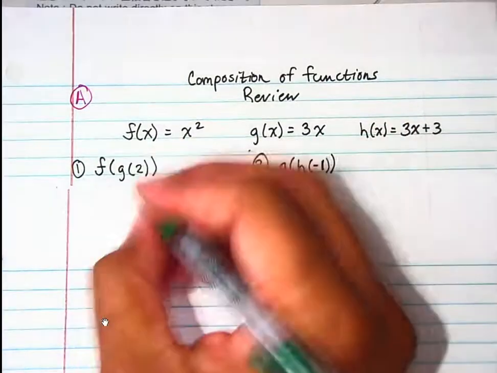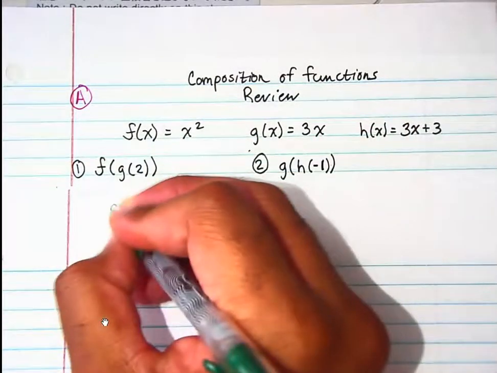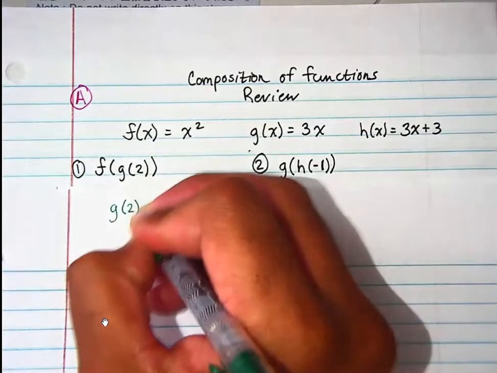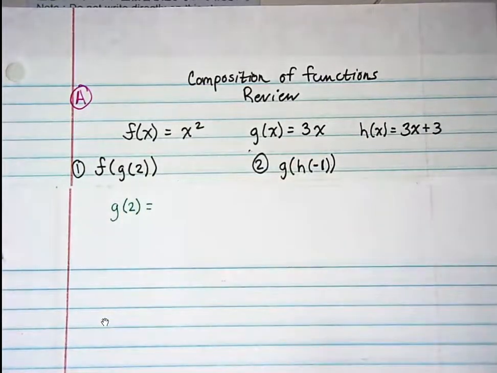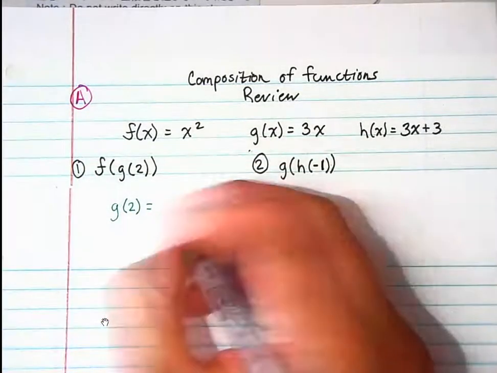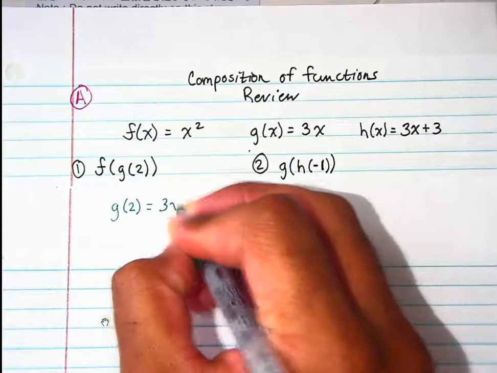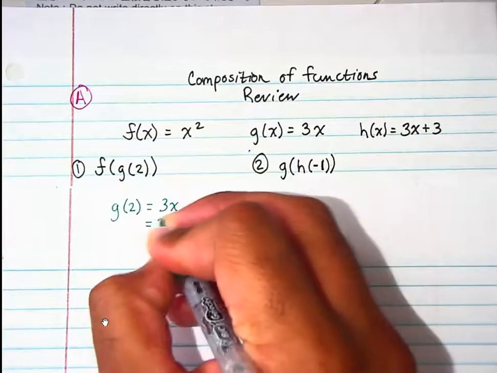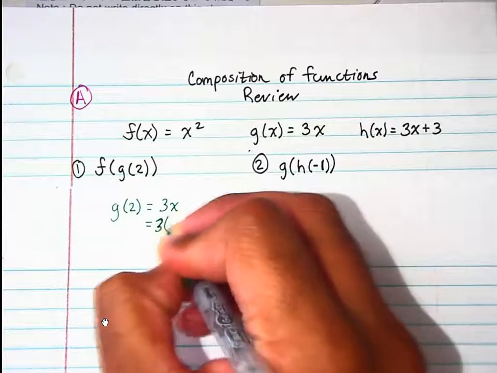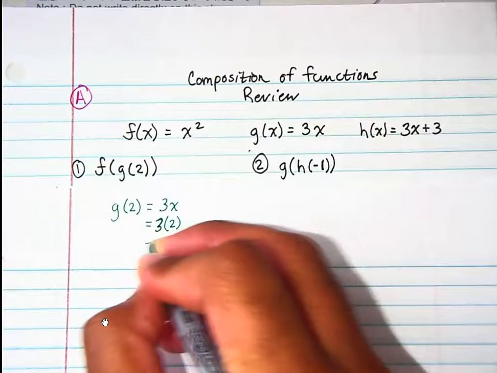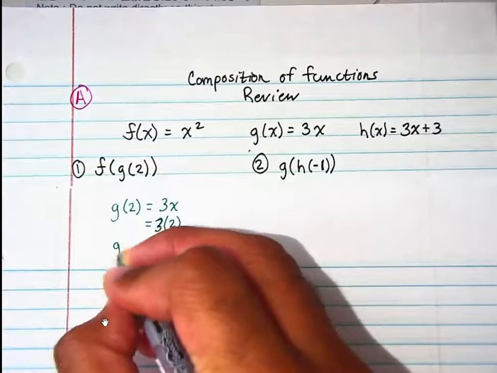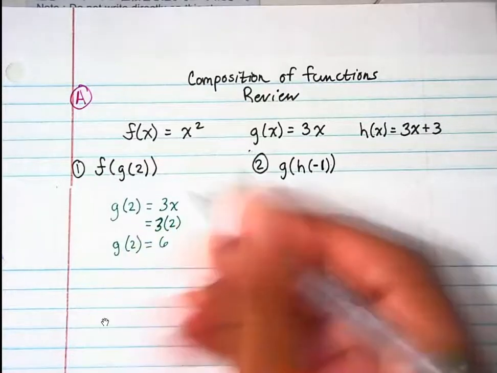Find the inside, use that to help us find the outside. So for number 1, the inside part is g of 2. So we start there and find that value. So g of 2, g is 3x. If we put 2 in for x there, that gives us 6. So g of 2 equals 6.